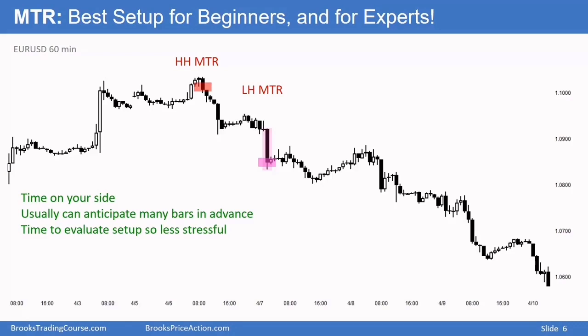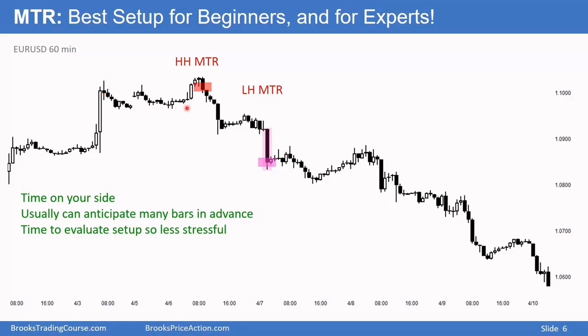A major trend reversal, it's probably the best setup for beginners, and it's also a great setup for experts as well. Time is on your side. You usually can anticipate the reversal before it takes place, and it gives you time to decide whether or not to take the trade. We have a bull trend, and the market's going sideways for a lot of bars.